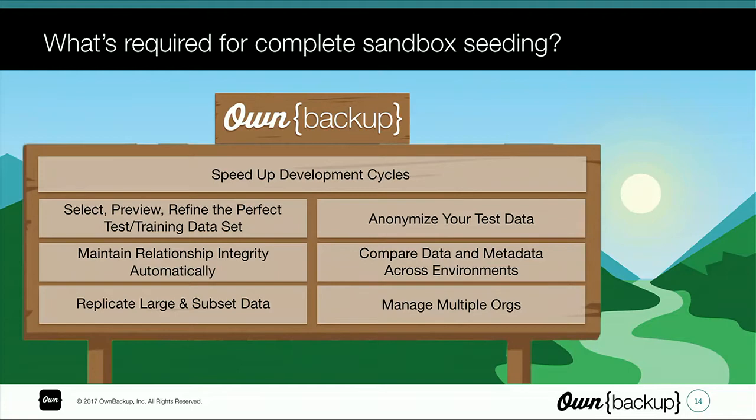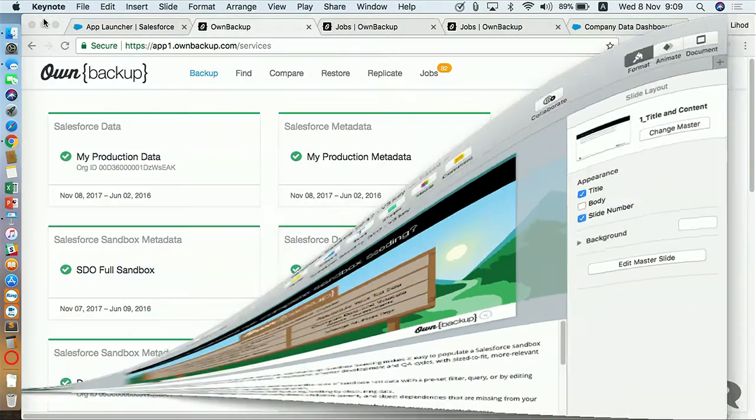OnBackup sandbox seeding allows you to speed up your development cycle, to easily select, preview, and refine the perfect data set for training or development purposes, to maintain the relationships and the data integrity automatically, to replicate a large subset of the data easily, to anonymize the data, to compare the metadata of your production or your sandbox before and prior to the replication, and of course to manage multiple production and Salesforce environments from a unified screen. So we'll jump to the live demo.